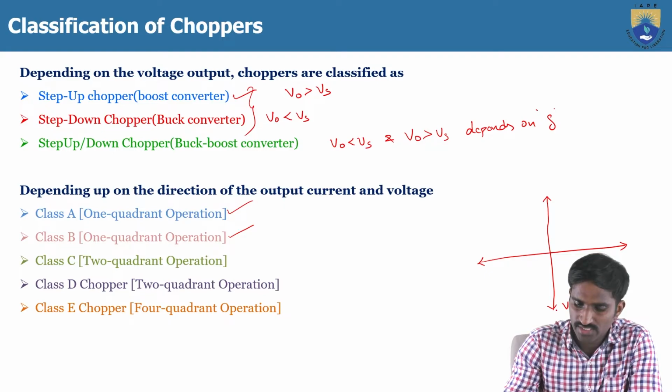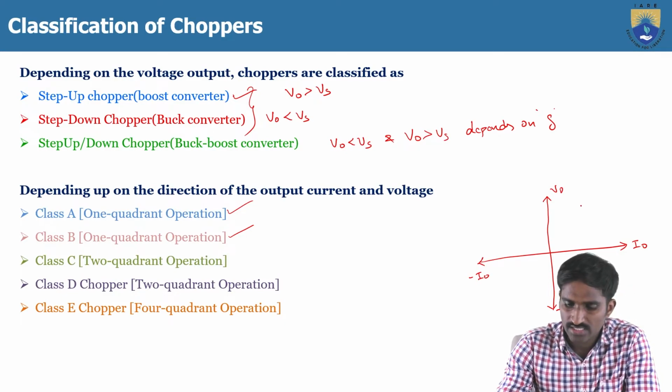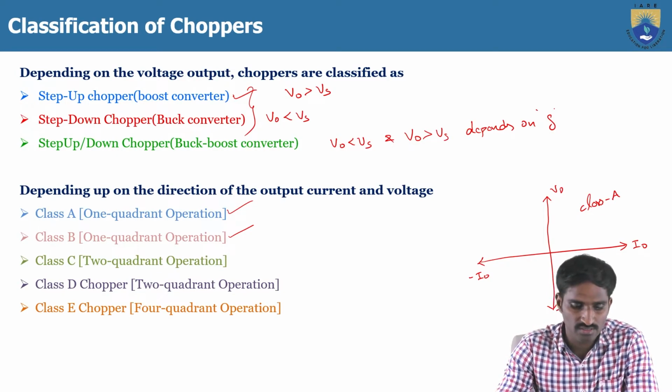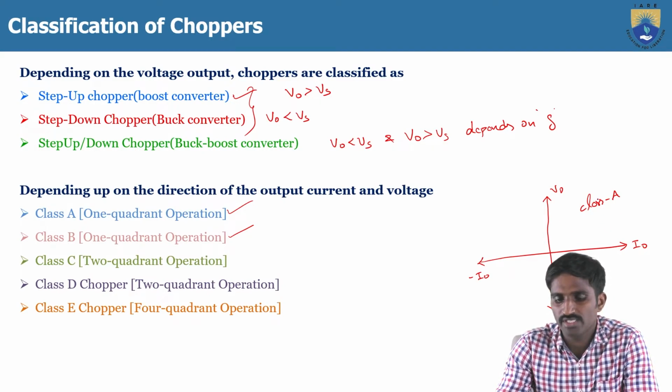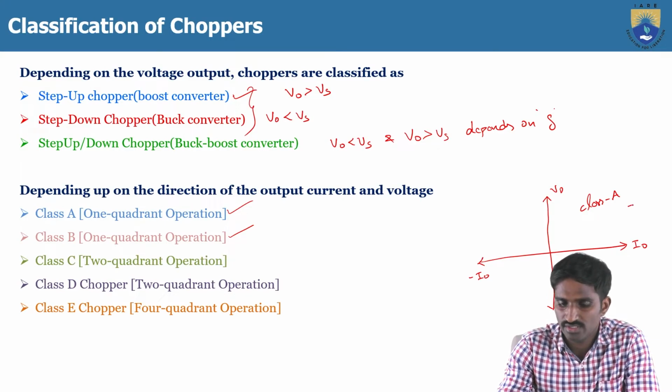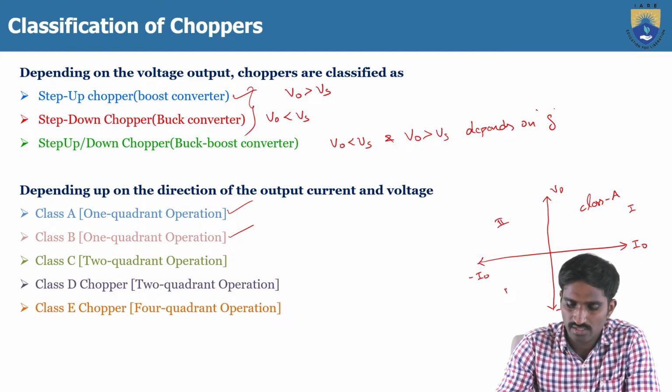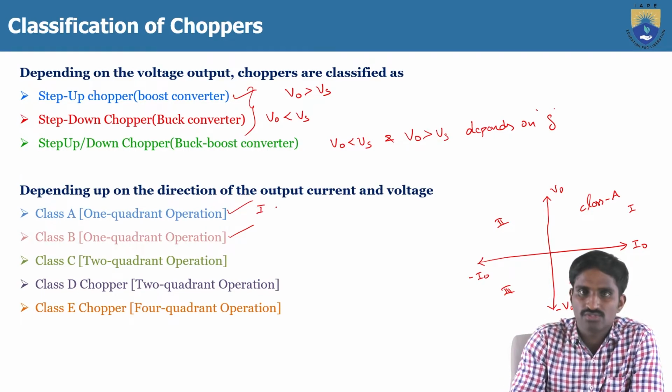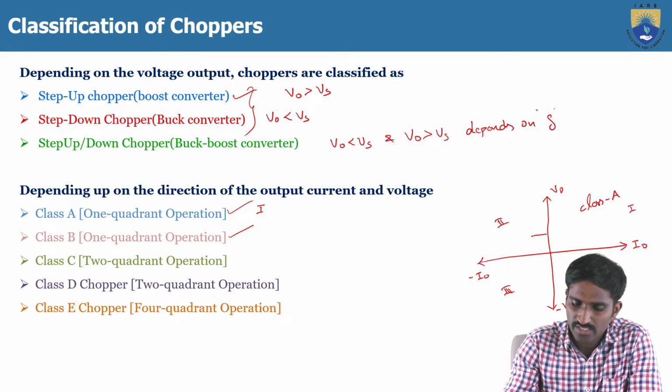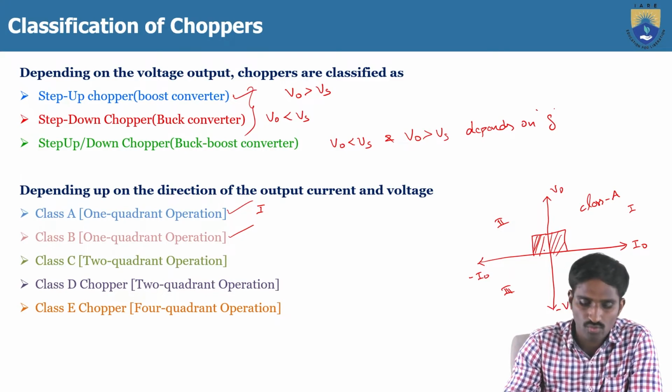Let me consider here, this is minus V0, and this is V0, and this is I0, and this is minus I0. So the class A chopper will operate in the first quadrant, irrespective of the duty ratio value. The class A chopper is always operating in the first quadrant. Let me consider here, this is the first, this is the second, this is the third, and this is the fourth quadrant. So the class A chopper will operate in the first quadrant, and the class B chopper will operate only in the second quadrant.